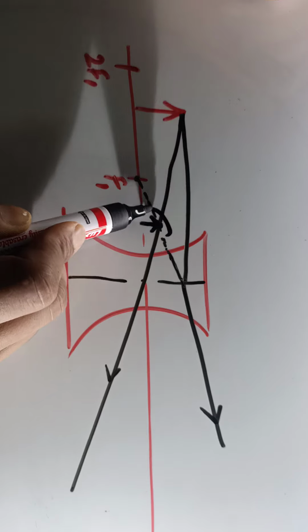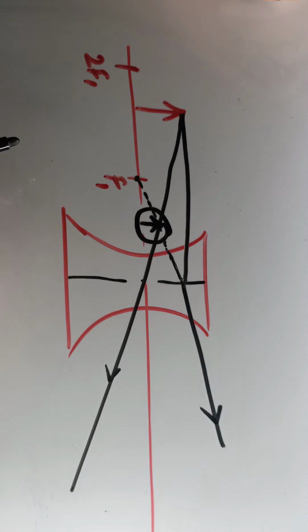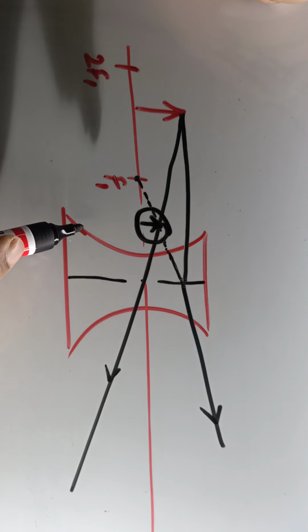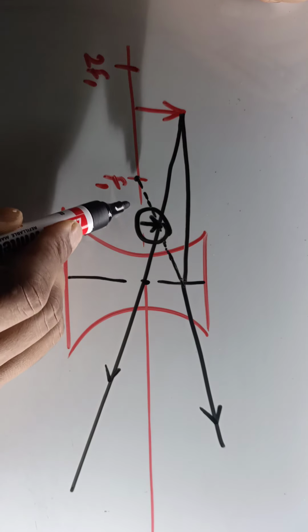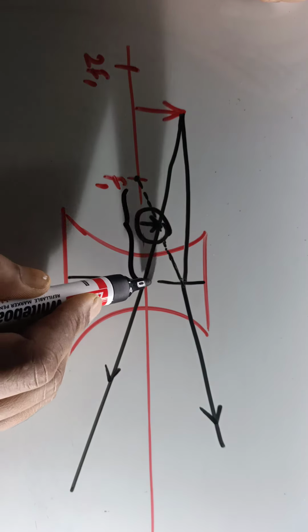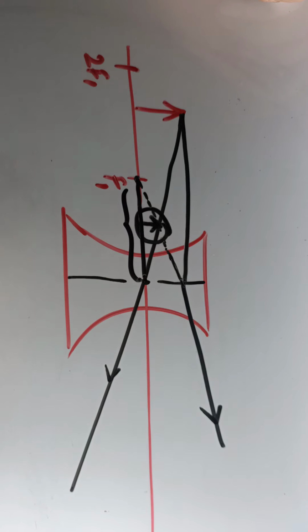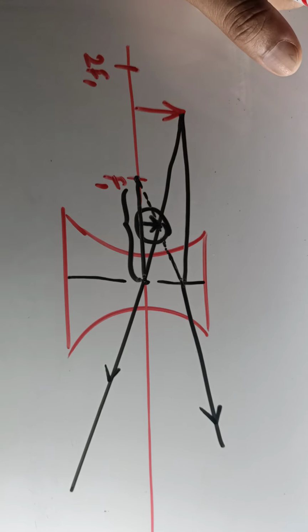So no matter wherever you keep the object, in case of concave lens, the image will always be formed between f1 and the optical center, right? So this is all about image formation by a lens, or by the two lenses here in your case, that is convex lens and concave lens.